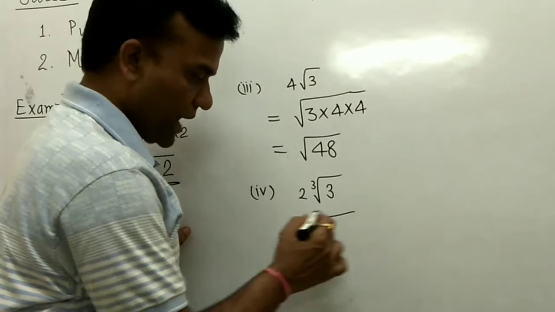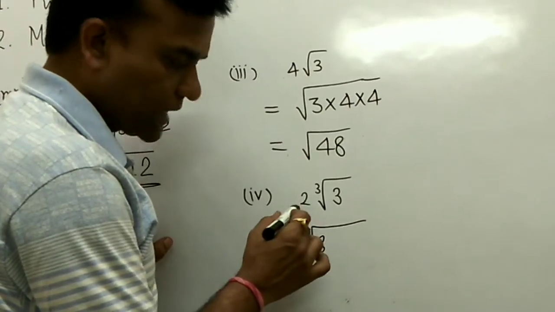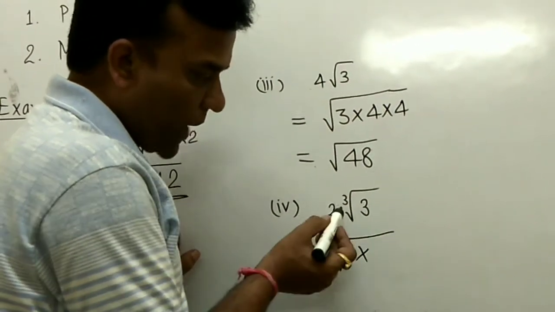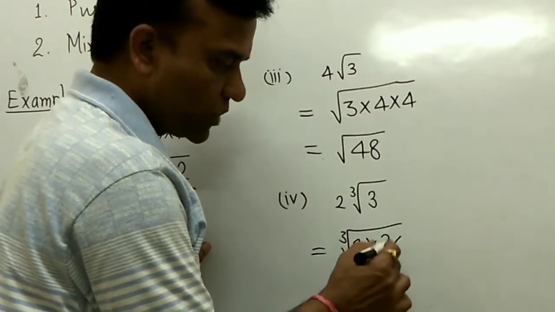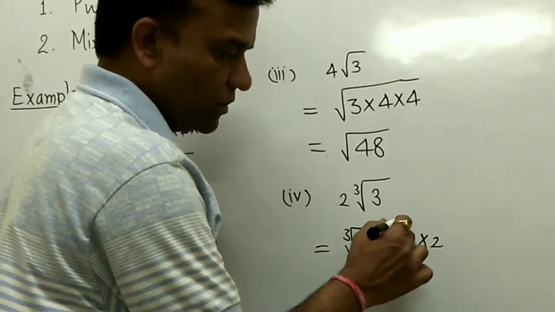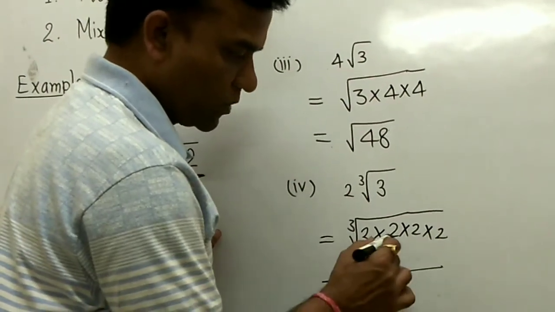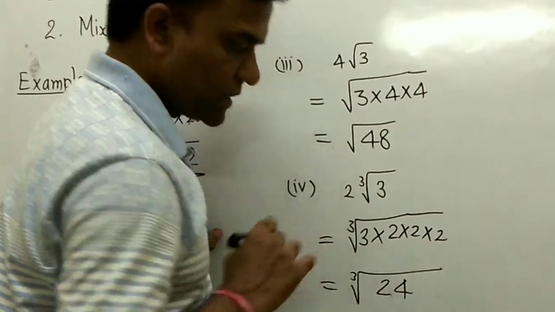So you write down the power 3 as it is, 3 as it is, and the outside value you put inside. How many times depends on its power. Power is 3, then you multiply 2 three times inside. So your pure surd is now the cube root of 3, then 3 to the 6, 6 to the 12, 12 to the 24. So your answer is 24.